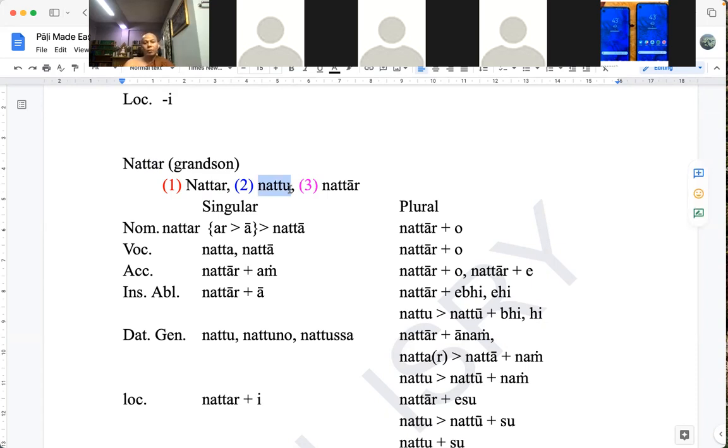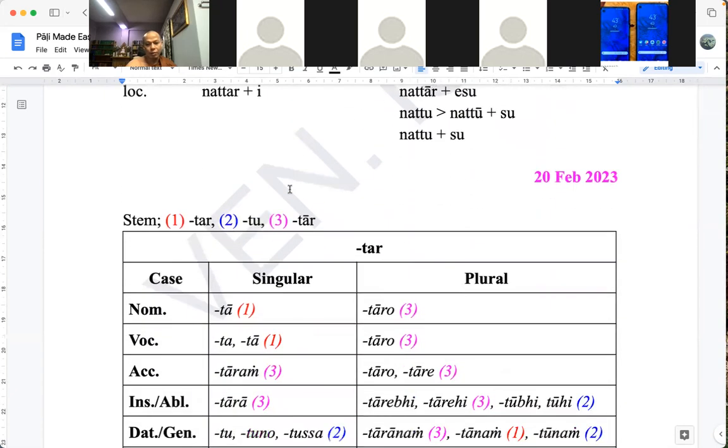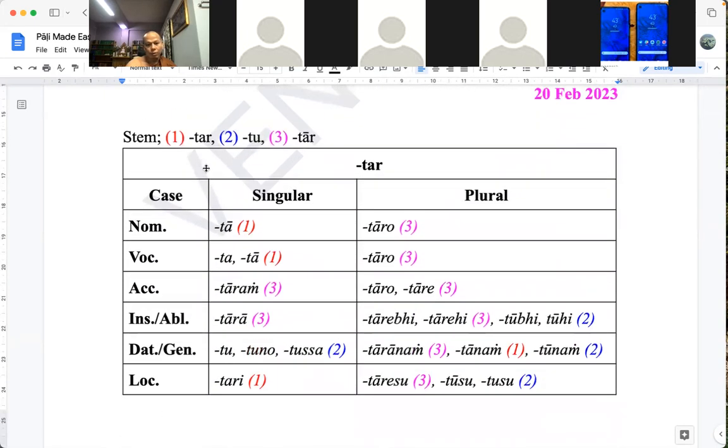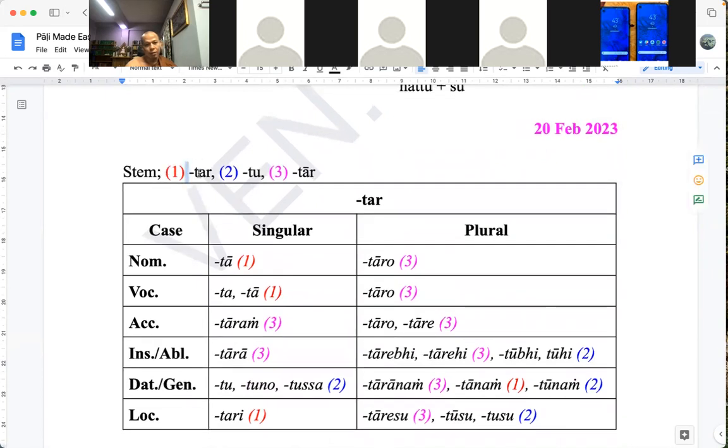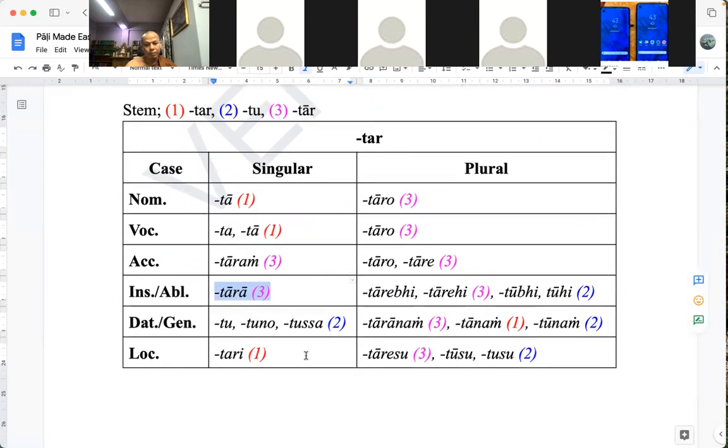Okay, so now to understand that easily, I made a chart. That tar has three stems: the first one is tar, the second one is tu, and the third is tāra. Now, in the nominative case singular, nattā, that is from the first stem. Nattāro is from the third stem. Nattā from the first stem. Nattāro from the third stem. And nattāraṃ also from that. And nattāre, nattārā from the third. And nattārā also from the third stem.